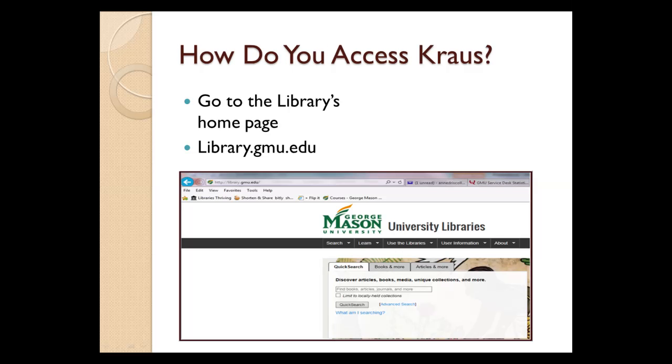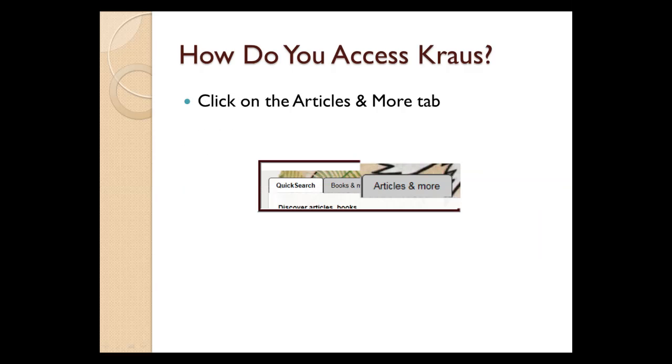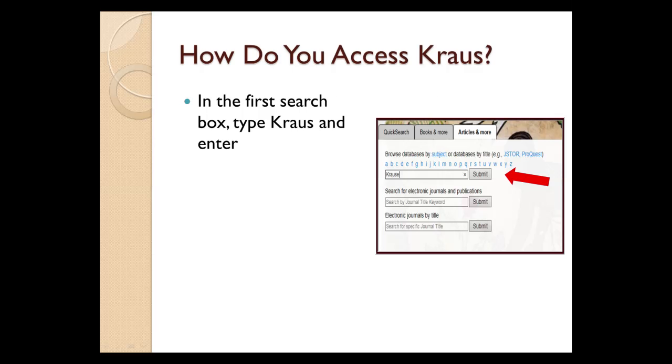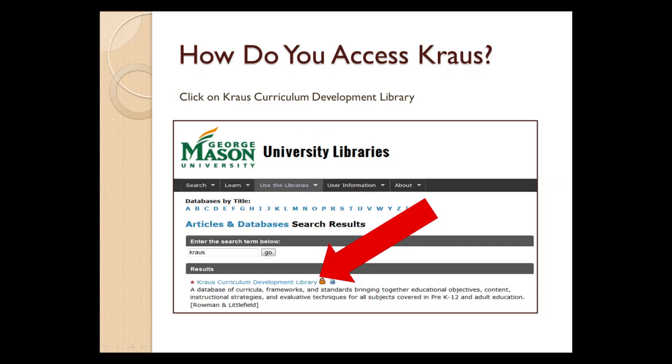To access Kraus, go to the library's homepage, library.gmu.edu. Click on the Articles and More tab. In the first search box, type Kraus, K-R-A-U-S, and either enter or click Submit. You should receive one result, which includes a blue link to the database as well as a description of the database itself. Click on the blue link.